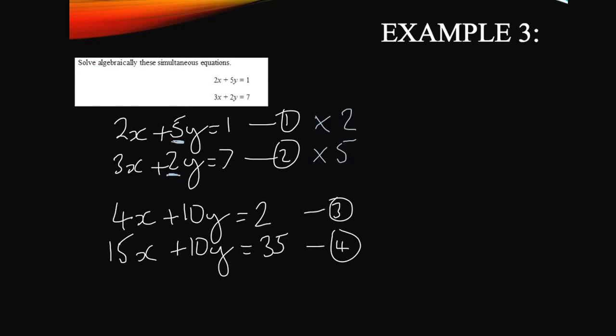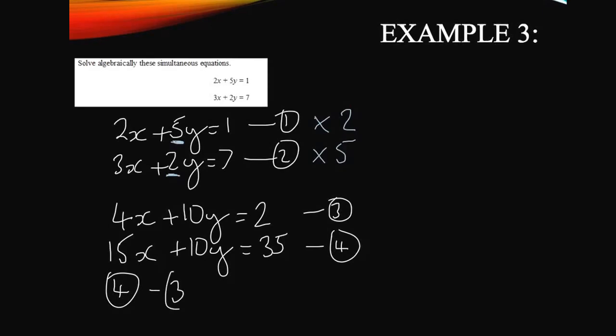Now in the past, what we've said is that we can look at adding two equations to get rid of them. If I add both of these equations, I'm going to get 19x and 20y and 37. That's not going to help me. What I can do though is take one equation away from the other equation. And what I tend to do is pick the equation that's got the biggest x coefficient, and take the smaller one away from it. So actually what I'm going to do is equation 4 minus equation 3.